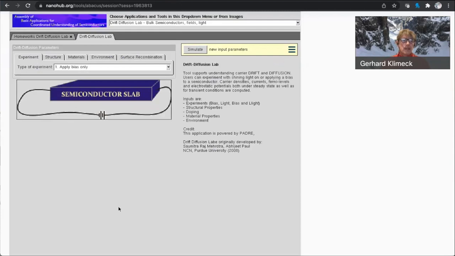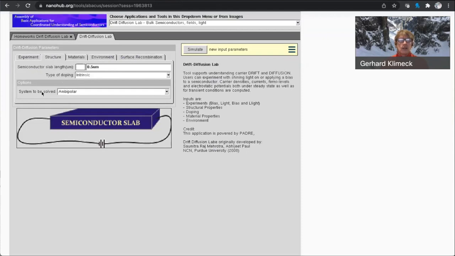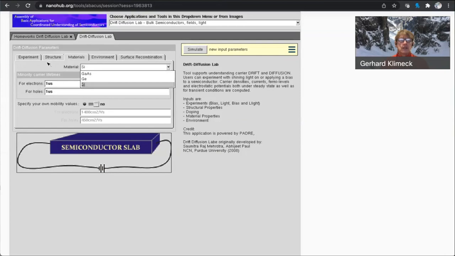And there's really five different experiments you can run. You can apply a voltage to the semiconductor slab, and it has a structure to it. It has a length you can set. You can set the type of doping. You can look at just electron, hole, or ambipolar transport. You can modify the material, so you can look at silicon, germanium, and gallium arsenide. And you can set some properties in these materials, a mobility model that might have been assigned here in this underlying tool.